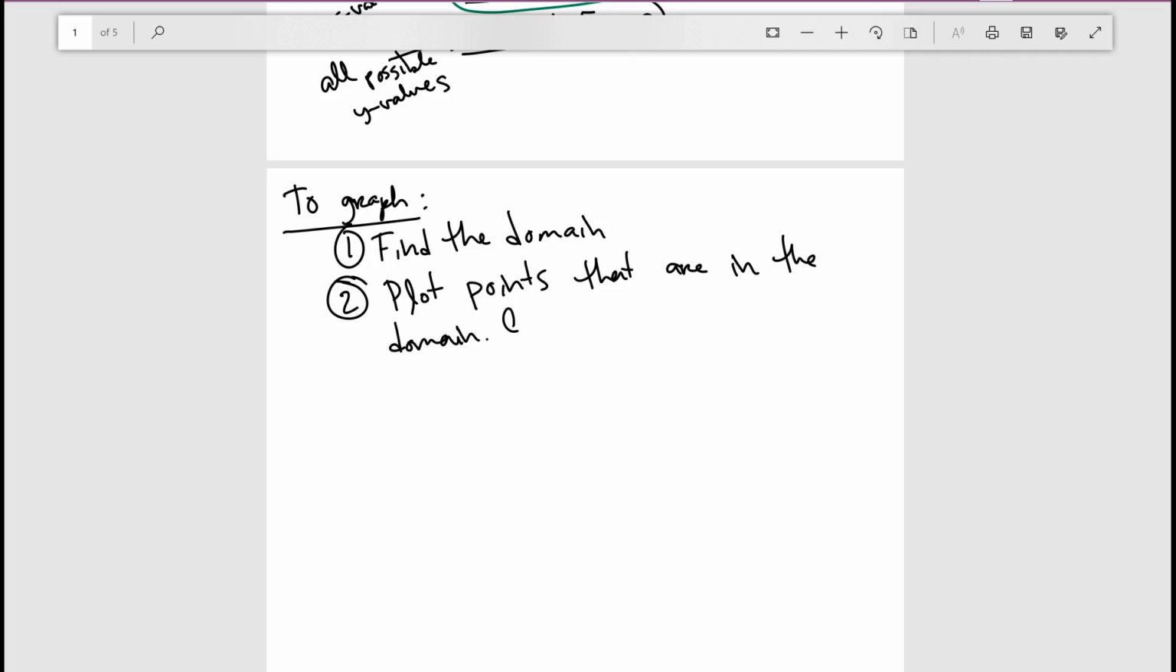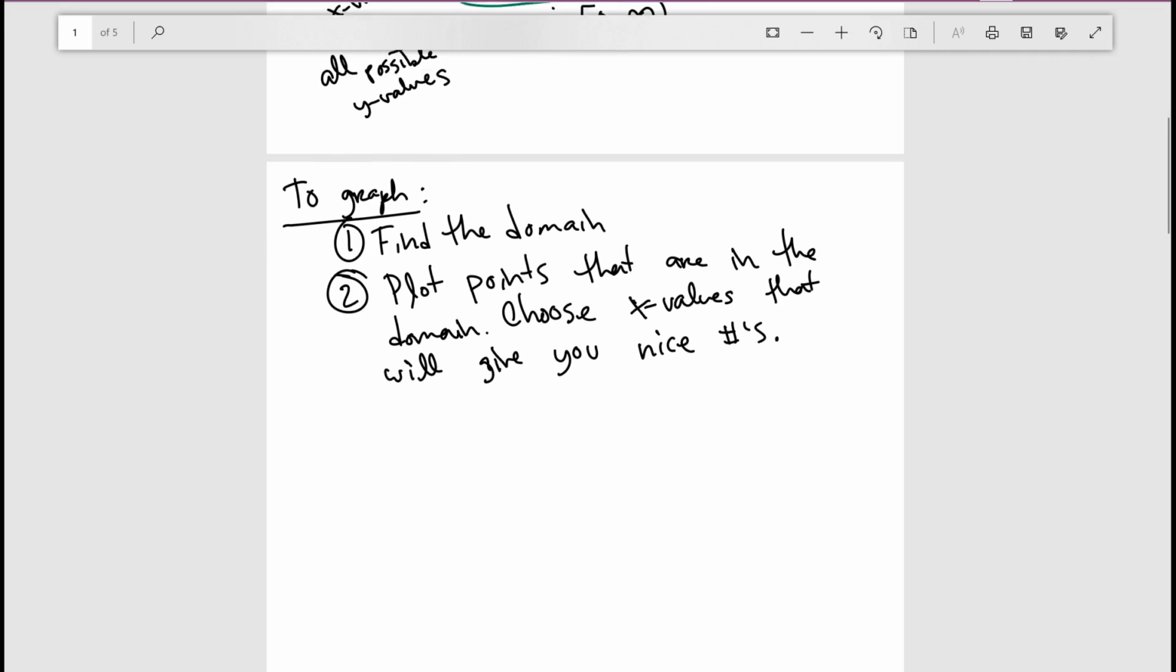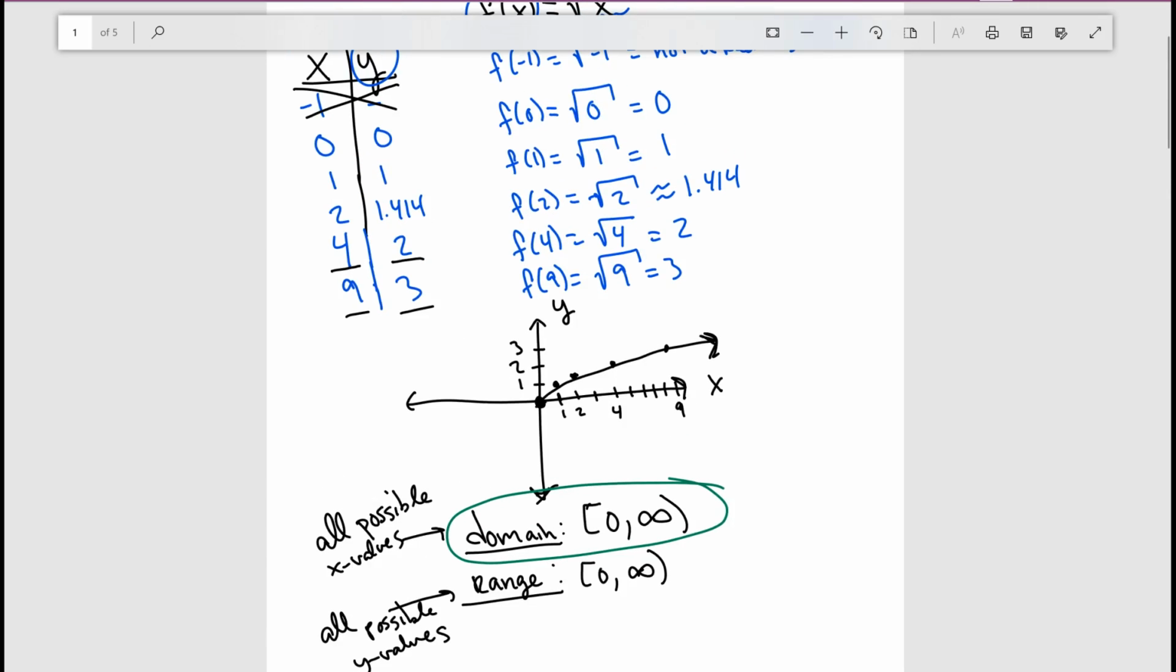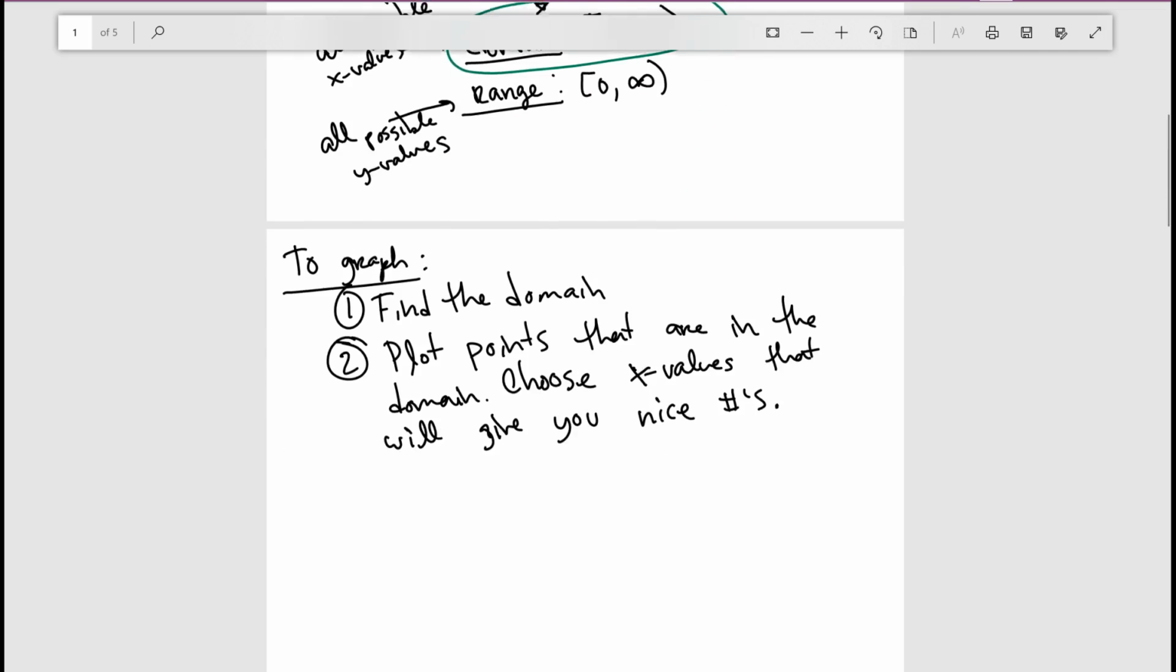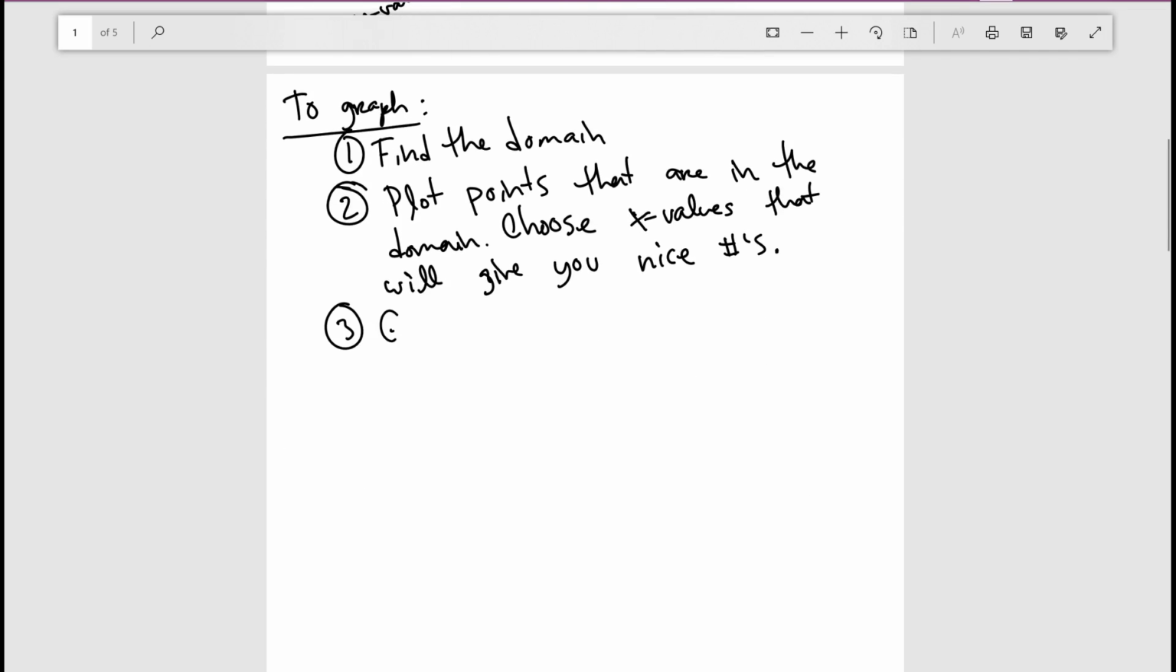Then choose points or x values that will give you nice numbers. And this is usually really difficult to do. You usually have to have an eye for this. If not, just plug in regular x values. For example, in my previous problem, when I plugged in 2, I got 1.414. That was not a really nice number. But if I plug in a 4, I got a 2 out, which was a nice number. Plug in a 9, I got a 3 out, which is another nice number. And then the last one is just graph.